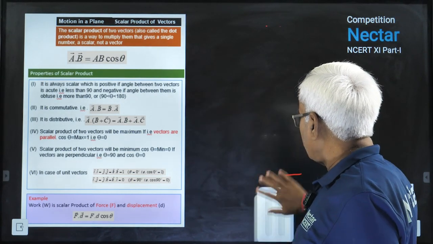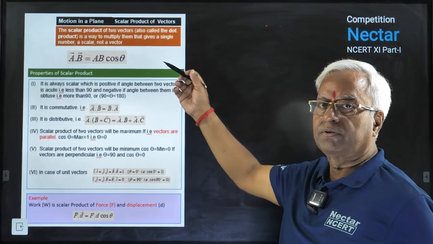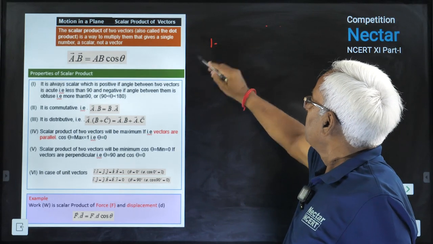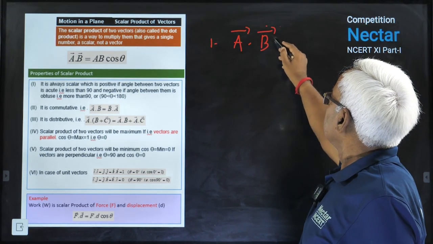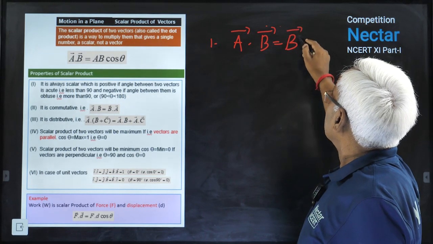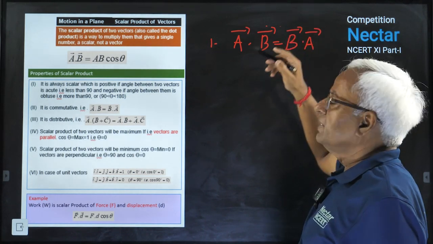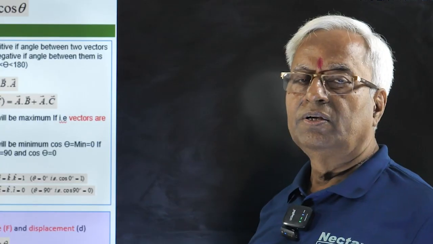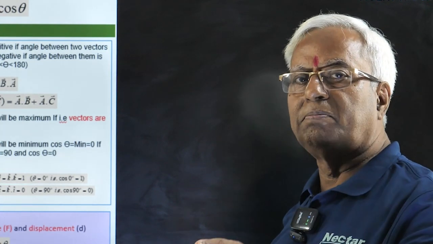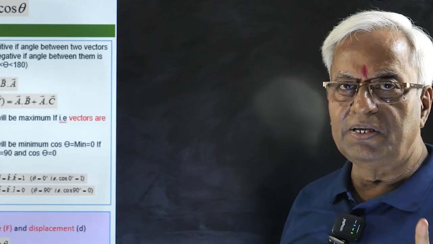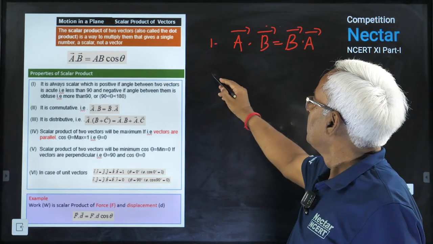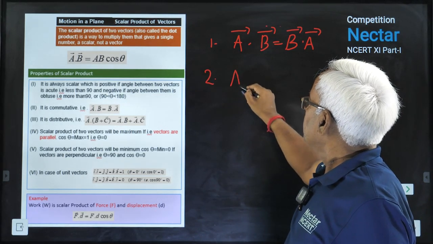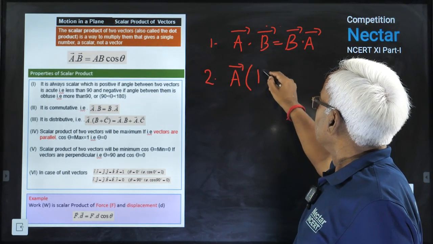Now we'll look at the characteristics of this product. Above all, it is commutative. What does it mean? It means changing the sequence has no effect. You multiply A by B, or B by A, and in both cases it's going to be the same.